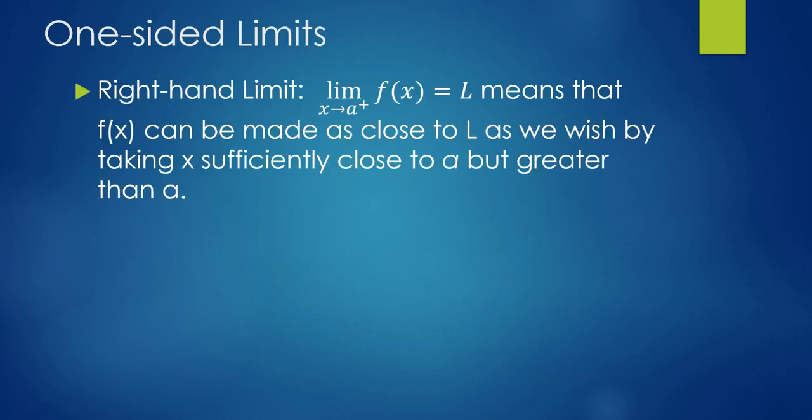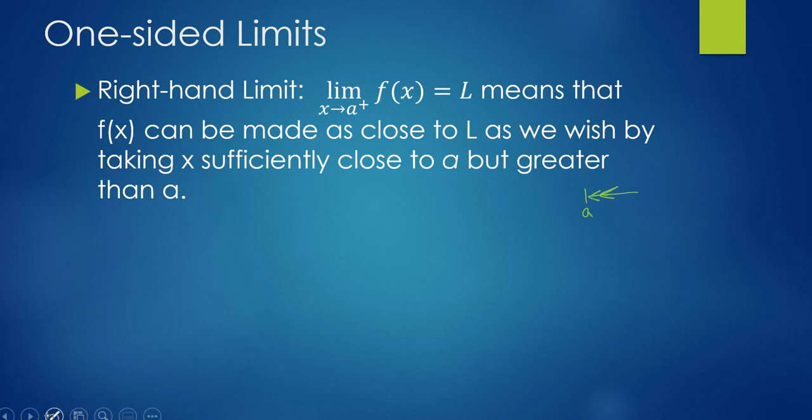One-sided limits, here's our definition. The right-hand limit, written as the limit as x approaches a from the right of f of x equals L, means that f of x can be made as close to L as we wish by taking x sufficiently close to a, but a little bit greater than a. In other words, coming from this side, if this is a, we want to use values just a little bit greater than a.